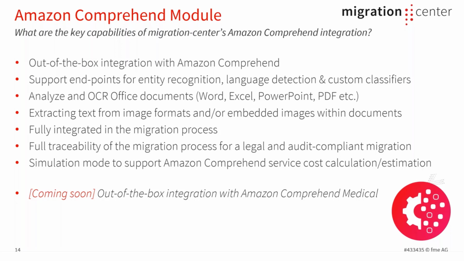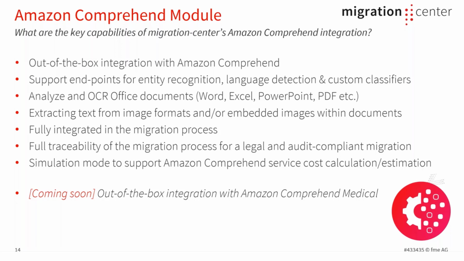First of all, for Amazon Comprehend, for our module, we have a 100% out-of-the-box integration. We support several endpoints like entity recognition, language detection, custom classifiers, but we also analyze and OCR Office documents like Word, Excel, PowerPoint, PDFs. So we are able to extract the information or the content from images, but also from embedded images, for example, in a Word document. And this whole module is fully integrated in our migration process. So it means you have full traceability during the whole migration process, and that's very important to process a legal and audit compliance migration.